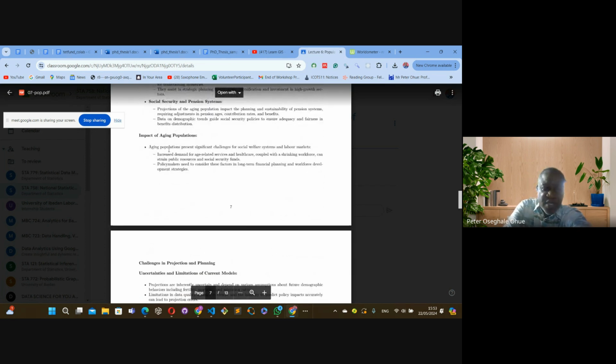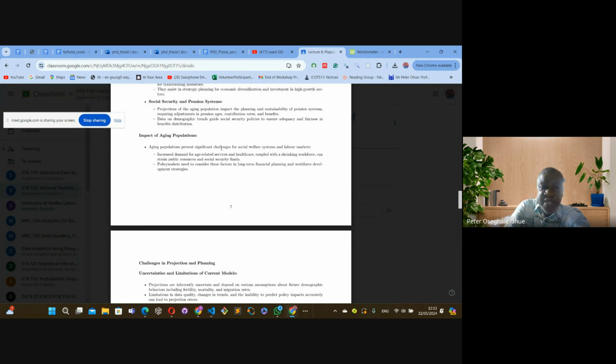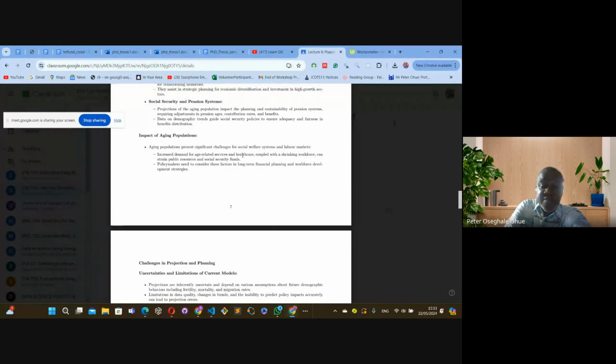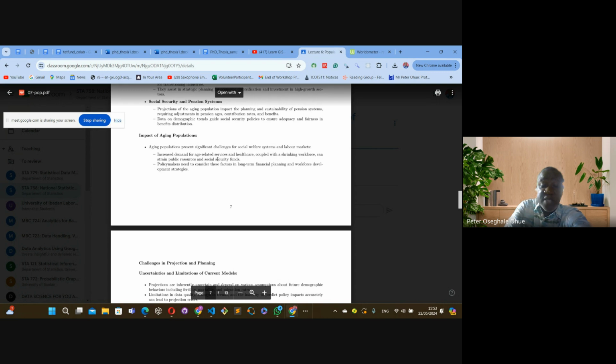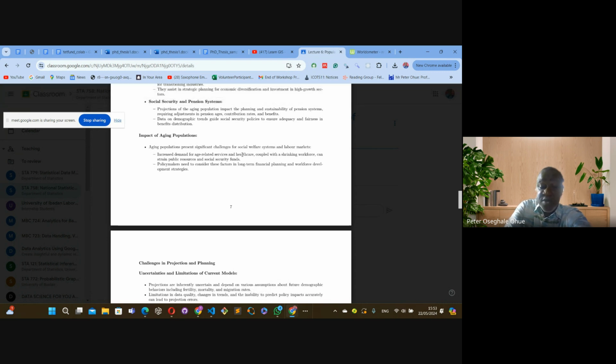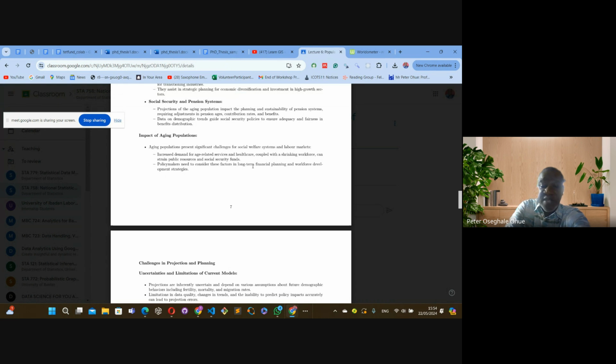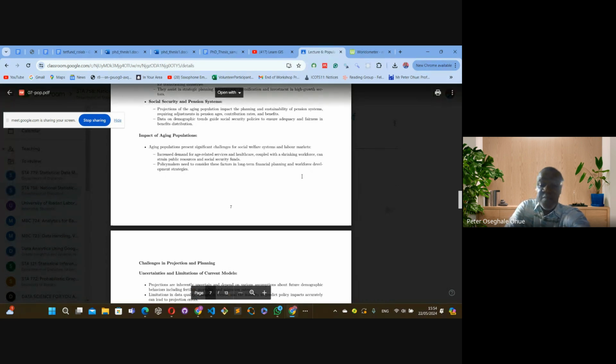But before we get to the challenges, let's just talk about this a bit. Impact of aging population. Aging population presents significant challenges for social welfare system and labor market because there's increased demand for age-related service and healthcare, coupled with a shrinking workforce, can strain public resources and social security funds. We've said so, that once you don't plan for this age, it will affect the entire system. Policymakers need to consider these factors in long-term financial planning and workforce development strategies.